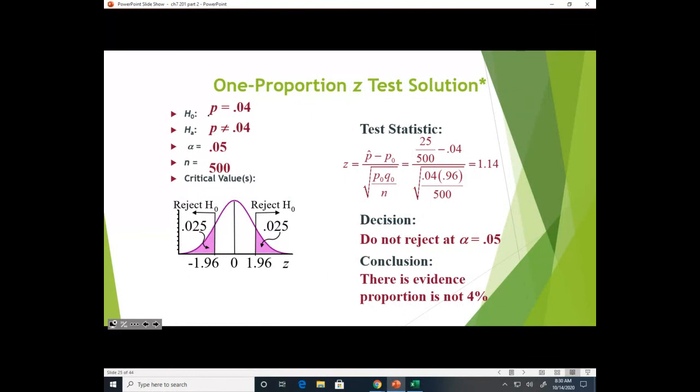So our null hypothesis was that p was equal to 0.04. The alternative was that p does not equal 0.04. So it's two-tailed. We have alpha of 0.05, sample size of 500, and the critical value is plus or minus 1.96. We get a z-score of 1.14, and thus we fail to reject the null hypothesis.